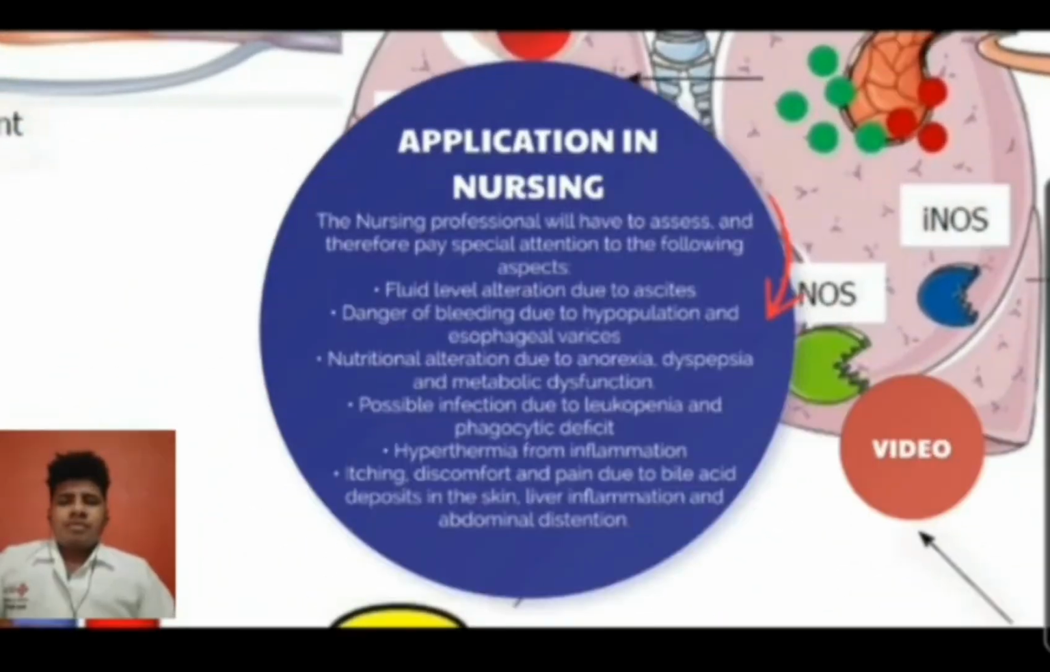Application in nursing. The nursing professional will have to assess and pay special attention to the following aspects: fluid-level alteration due to ascites, danger of bleeding due to thrombocytopenia and esophageal varices, and nutritional alteration due to anorexia, dyspepsia, and metabolic dysfunction.